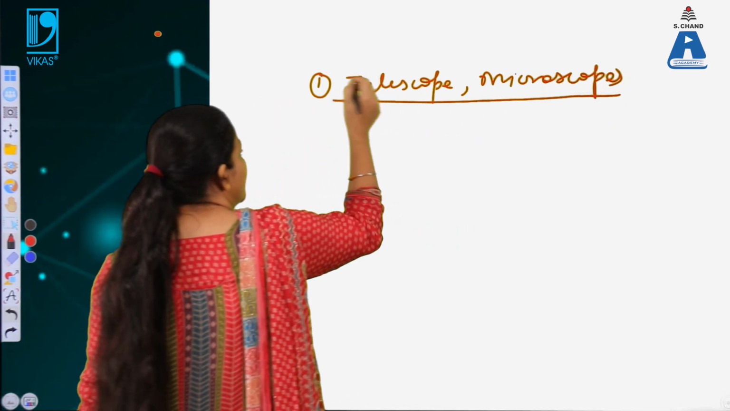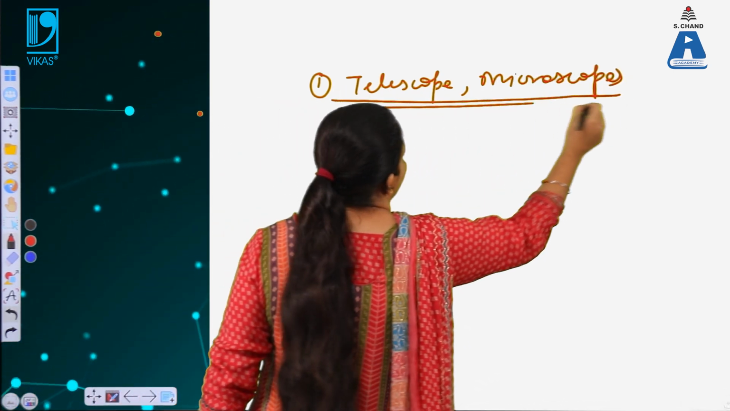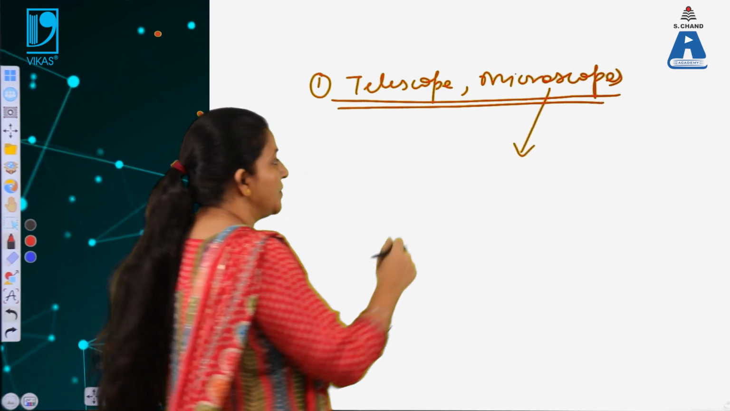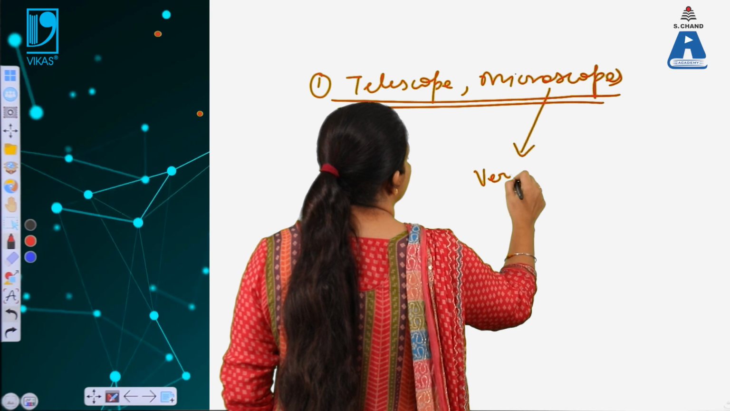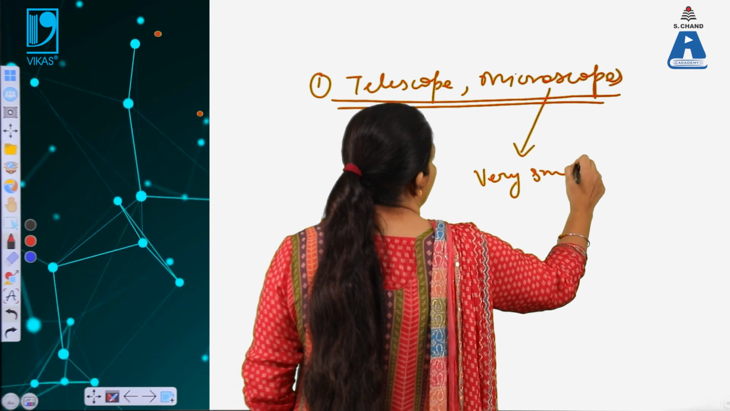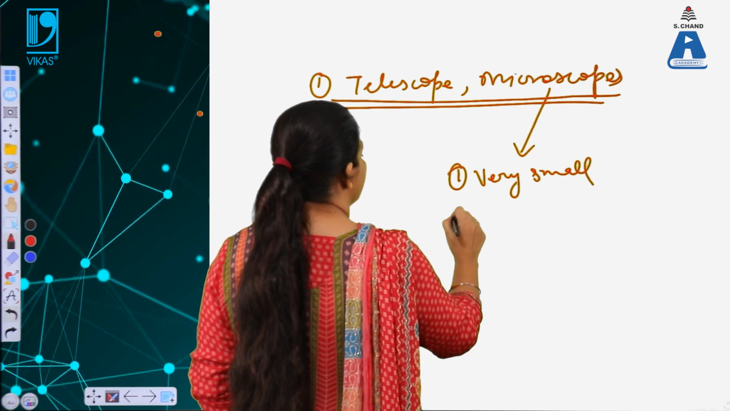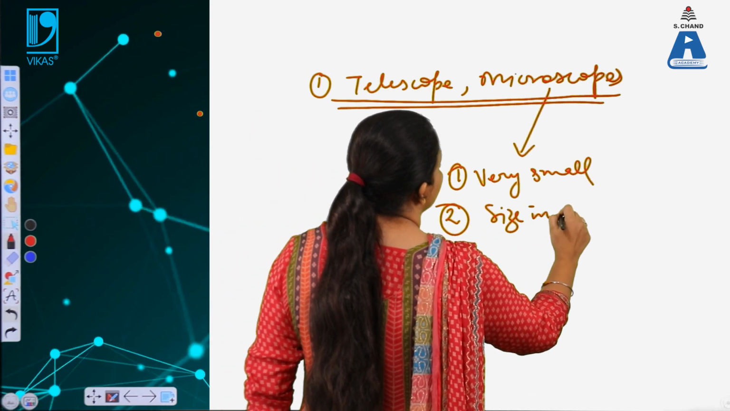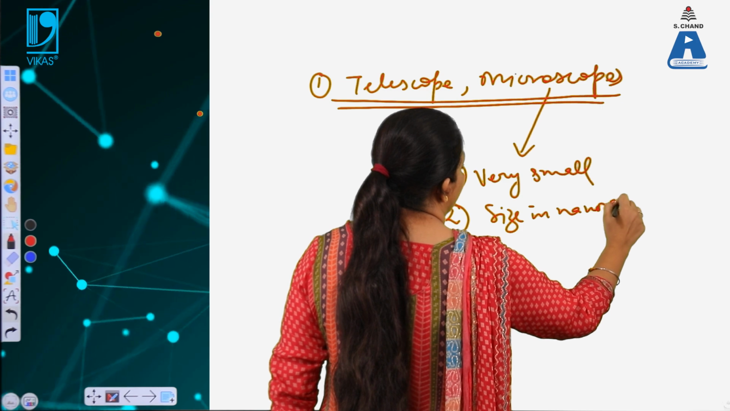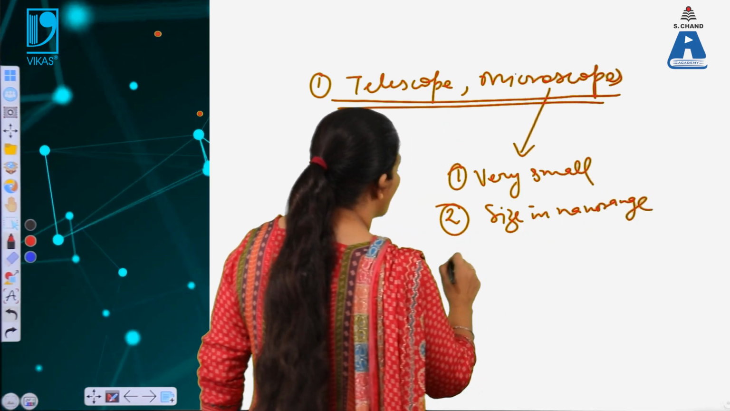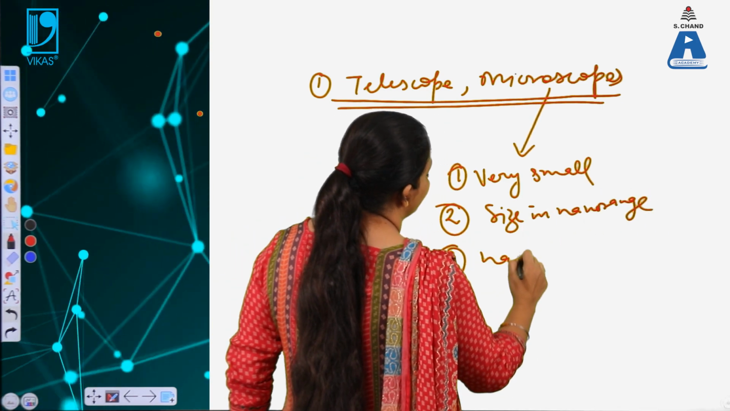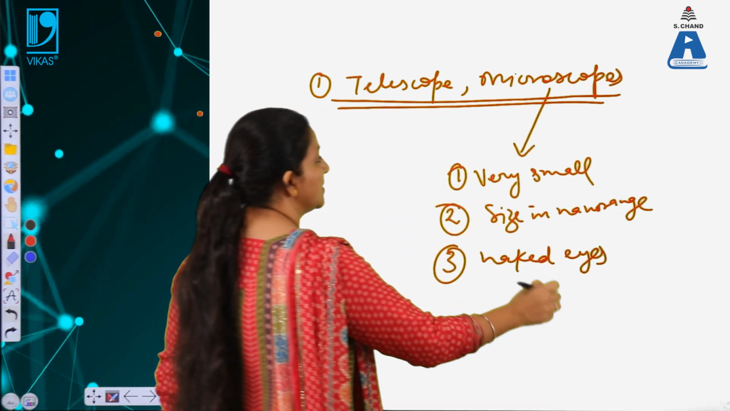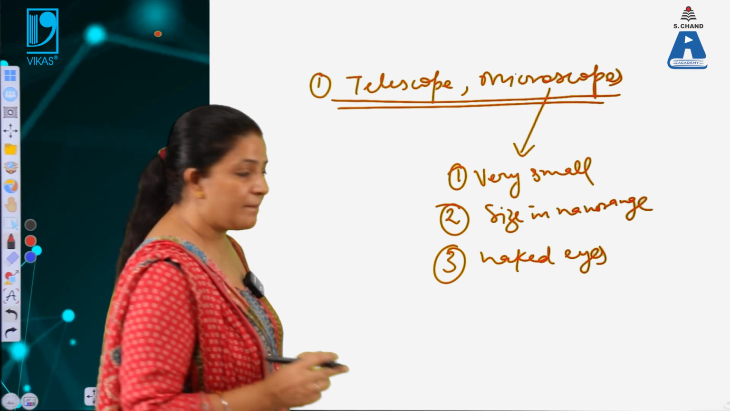So what are their uses? Where are they used? Microscopes are used to see tiny objects, meaning very small objects, very small or having a size in the nano range. Meaning objects which can never be seen with the naked eyes. All these things can be seen by microscopes.